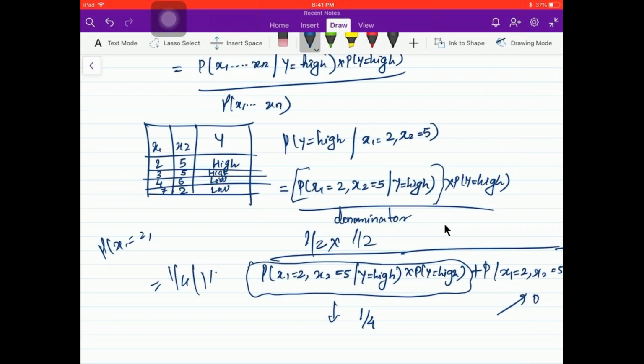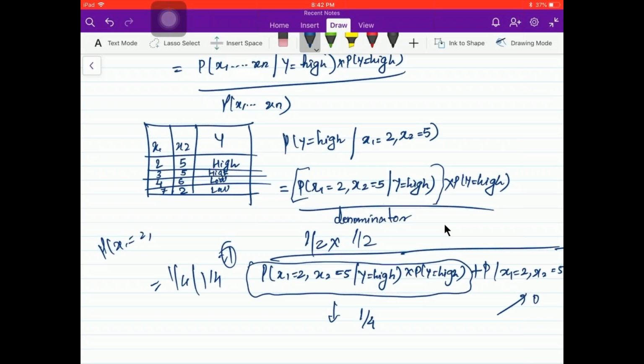That is 1. Now if you leave aside all this calculation and just look at the table, if someone asks you what is the probability of x1 equal to 2 and x2 equal to 5 and y equal to high, you'll never even think twice. It has only one occurrence, and that time y was high. It means on the basis of the data, you'll always say that this is 1, because you only have one occurrence, and that time y was high.